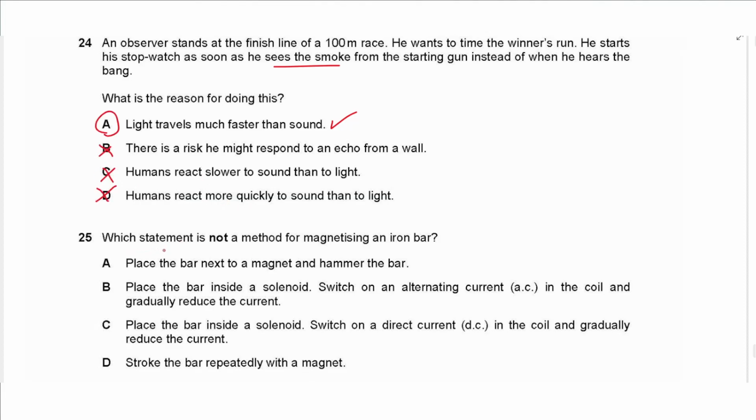Question 25 says which statement is not a method for magnetizing an iron bar? Placing the bar next to a magnet, that's called induction, so that would magnetize the bar. Place the bar inside a solenoid, switch on an alternating current in the coil and gradually reduce the current. That's actually a method of demagnetizing, so the answer is B. Placing the bar inside the solenoid and switching on a DC current magnetizes the bar. Stroking the bar also magnetizes the bar, so the answer is B.